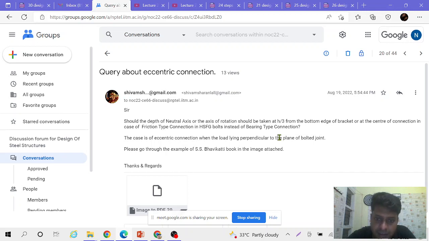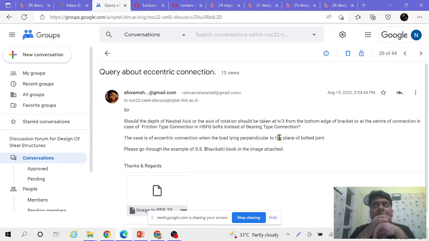Because in this book, for HSFG bolts they have taken the center of the connection, h by 2.